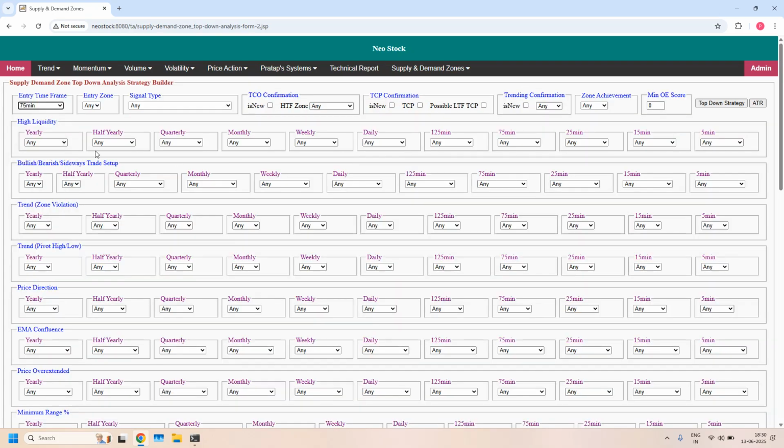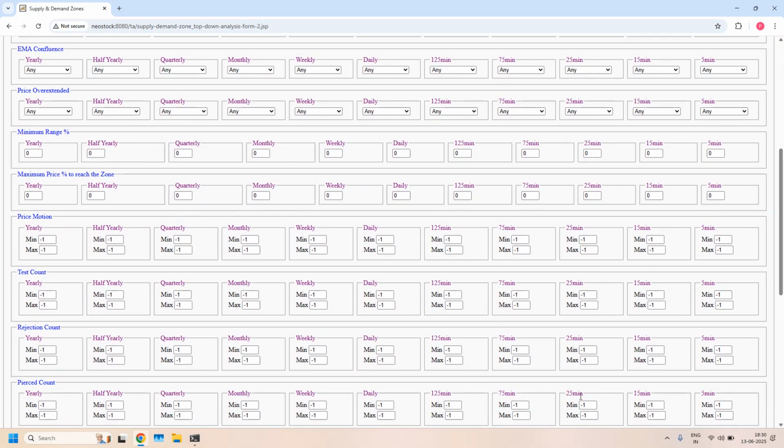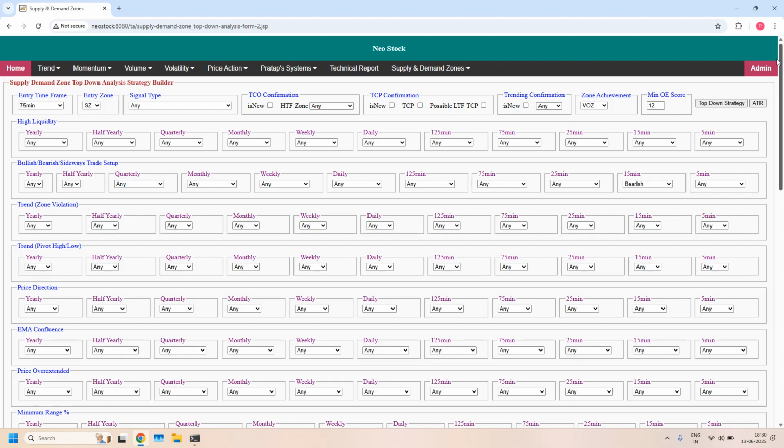Entry time frame 75 minutes. Entry zone, supply zone. Bullish or bearish at 15 minutes. I am selecting bearish. Zone achievement violated opposing zone. Minimum odd and hands score 12. And also 75 minutes supply zone should not be pierced. So in the pierced count at 15 minutes entry time frame, minimum value 0 and maximum value 0 with all the filters. Sorry, the mistake I made here is it should be 15 minutes demand zone, not 75.